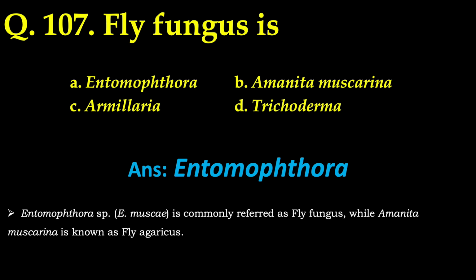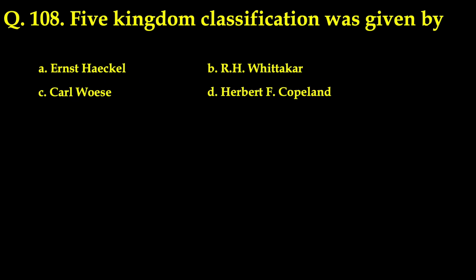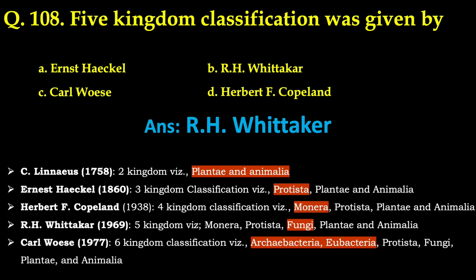On the other hand, Trichoderma is a soil inhabitant culturable fungal biocontrol agent, and there are about 90 different species of Trichoderma. Next question is on the 5 kingdom classification was given by. Out of the 4 options, the correct answer is R.H. Whittaker.